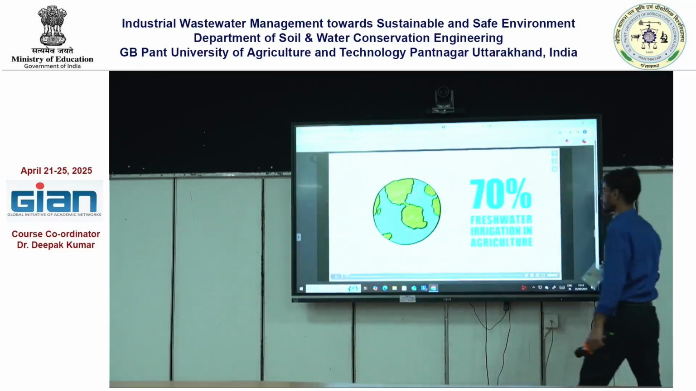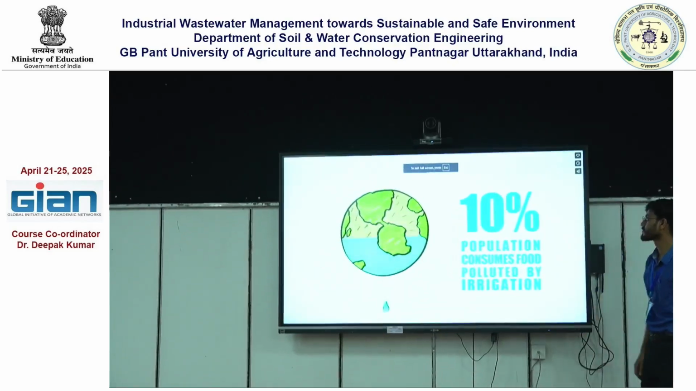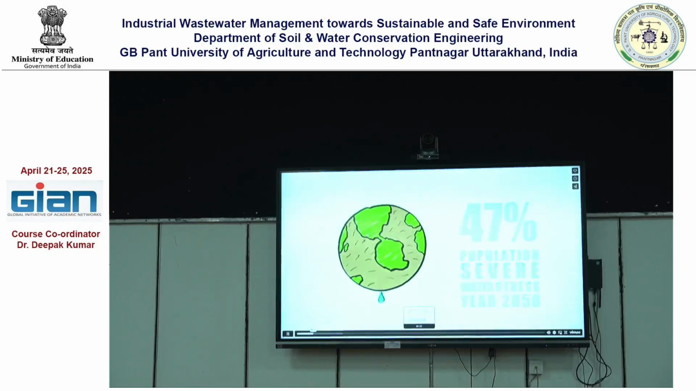70% of the world's water is used for farming. 10% of us eat food grown with dirty water. 47% of us could suffer from severe water scarcity by 2050.